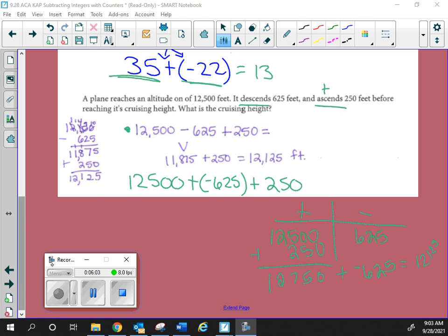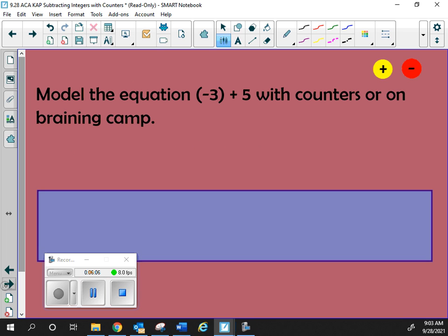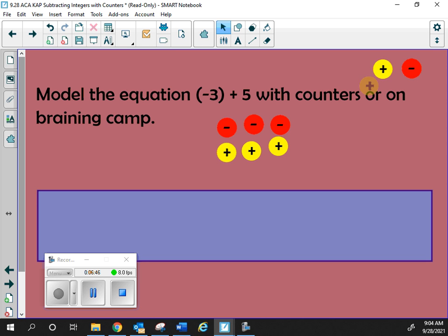All right. So before we get into our notes, we're going to look at this question up on the board. So take a second to look at it. It says model the equation -3 plus 5 with counters. We're just going to do it up on the board. Okay. Will you tell me what I need to lay on my mat to model that? So what color would that be? 3 red. Oopsies. My bad. Sorry. 3 reds, 1, 2, 3, 5 yellows, 1, 2, 3, 4, 5.